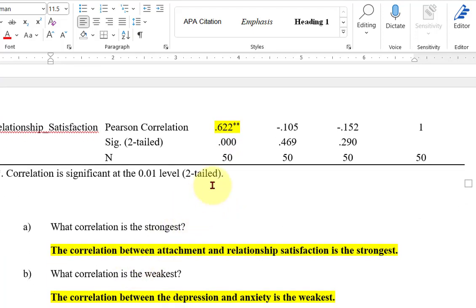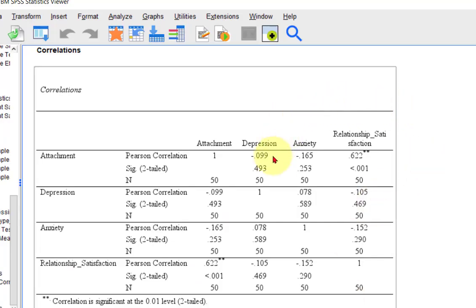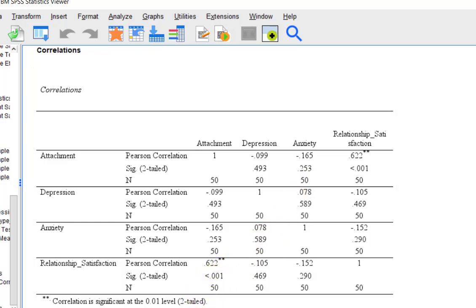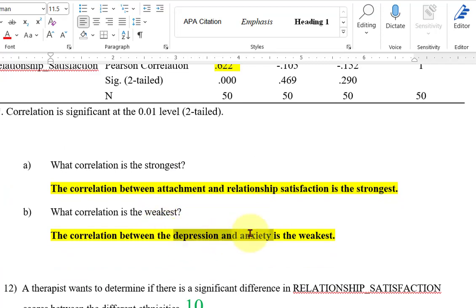And the next one is the weakest. Let's take a look. There's one. Depression and anxiety. That's pretty low. Is there anybody lower than that? Again, we're just looking at the top row, right? The top row is the actual correlation. The sig value row is the significance value of the correlation. So I see the lowest one is 0.078. I don't see anything smaller than that. Nope, that's it. So it's anxiety and depression. Again, I just made those numbers up. So that's the answers. Okay.